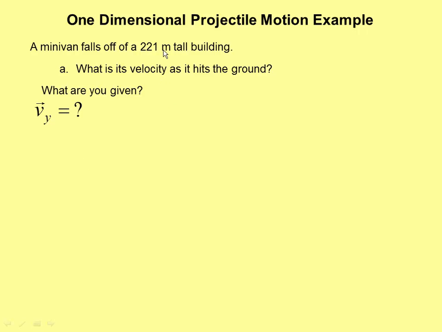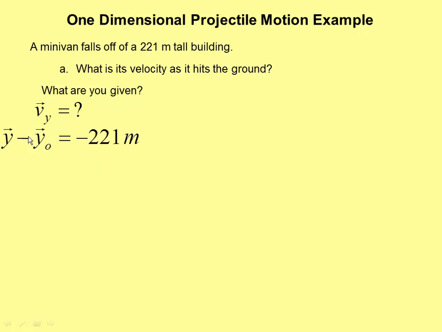Well, first off, there's one number in here. This would be the distance that it would fall. Now, be careful here. This is the vertical displacement. What direction is it going to fall? That's right, down. And so the vertical displacement is negative 221 meters.